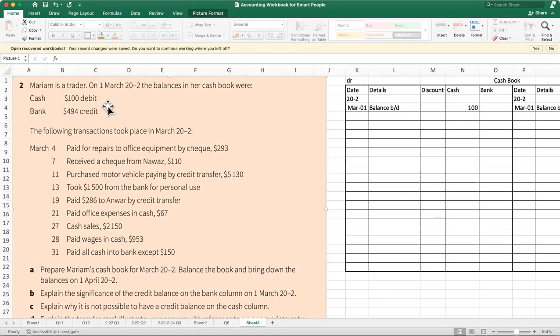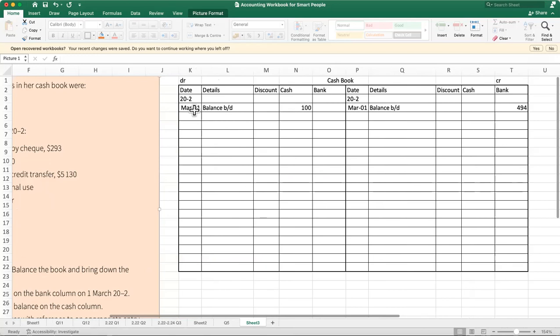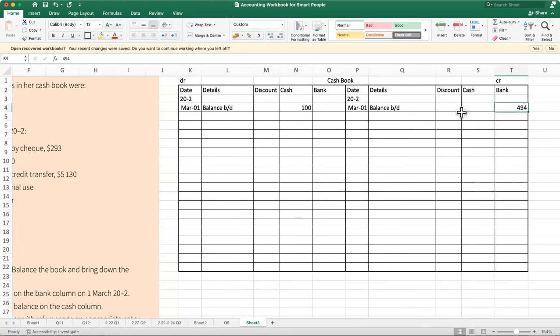Okay, so now we have question number 2. Mariam is a trader. On 1st of March 20-2, the balances in her cash book were cash $100 debit, bank 494 credit. So we have to put into our balance carried down, a balance brought down here. One for our cash, one for our bank.